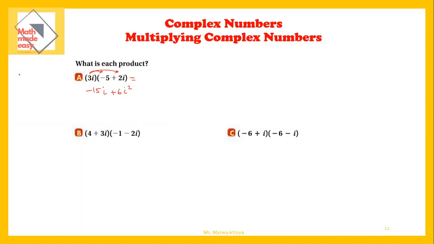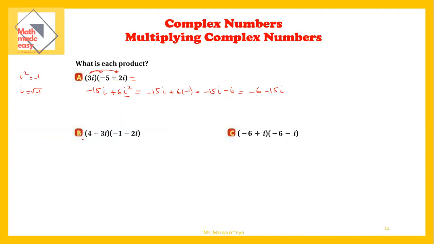Now remember that we said before that i squared is equal to -1, and this is why i is equal to the square root of -1. So we're going to be substituting for this i squared. So this is actually -15i plus 6 multiplied by -1. We just substituted for the i squared by -1. And your answer here is going to be -15i minus 6 instead of plus 6i squared. Now, this is not the standard form of writing the complex number. We always write the real part first, then the imaginary part. So our product for multiplying 3i by -5 plus 2i is -6 minus 15i.